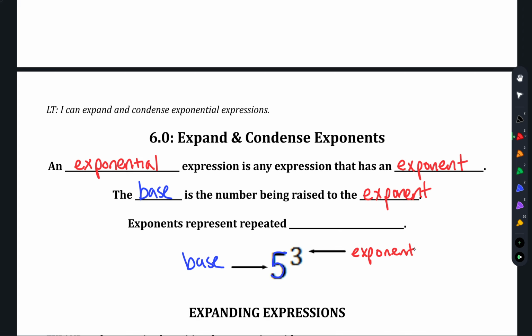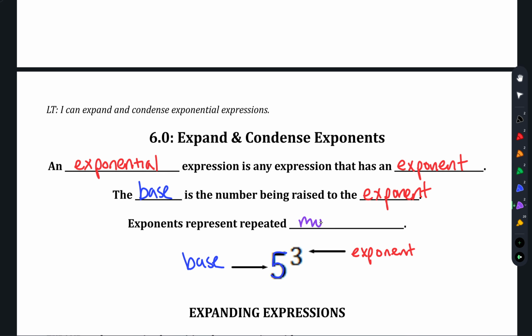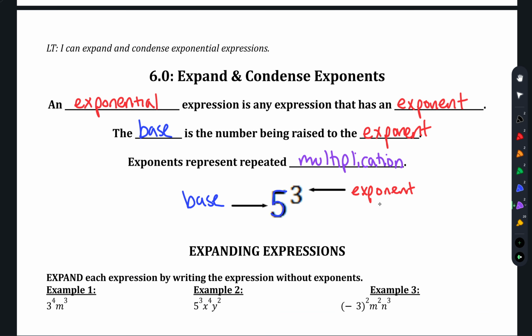And we know that exponents represent repeated multiplication. So for example, if I have 5 to the third power, that's the same as saying 5 times 5 times 5. What I'm going to show you today is the long version of what we're going to do for the entire part of this unit, simplifying expressions.